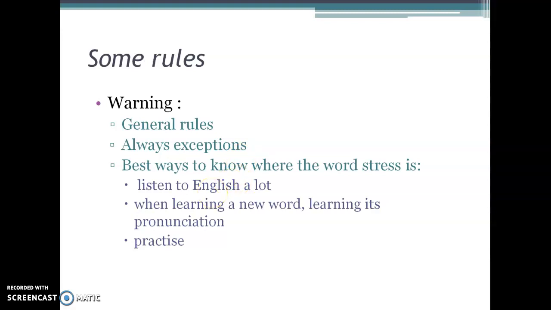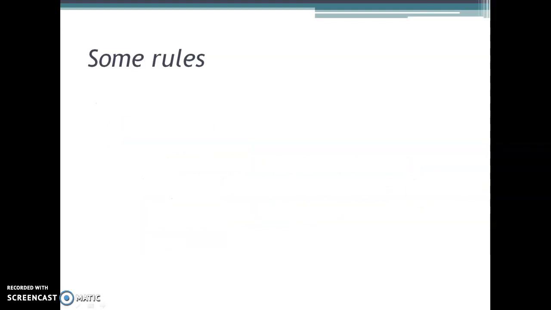The best way to know where the word stress is, is to listen to English a lot. And next, when you learn a new word, you try to learn its pronunciation at the same time, and of course, it's practice, practice, repeating, that sort of thing. So let's go through some of these rules.